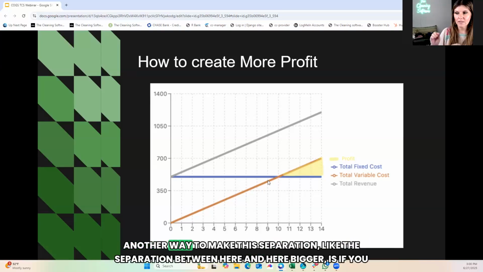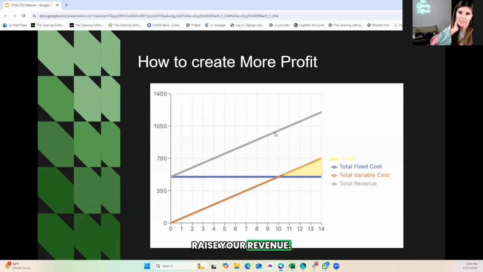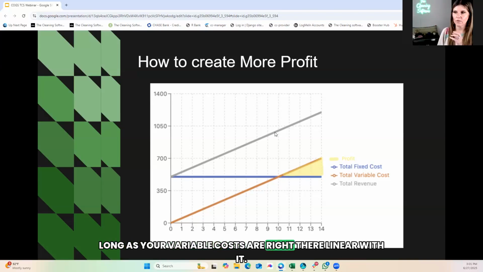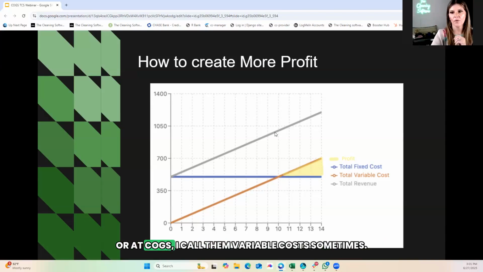Another way to make this separation, like the separation between here and here, bigger is if you raise your revenue. If you're raising your revenue, that yellow shaded area is going to be getting bigger and bigger as long as your variable costs are linear with it. Or COGS, I call them variable costs sometimes.